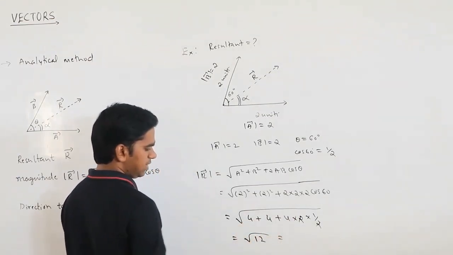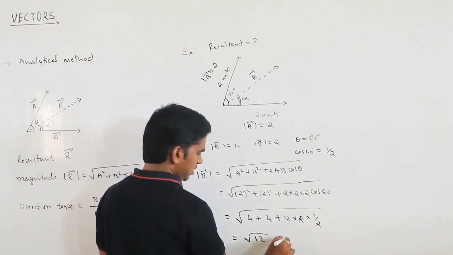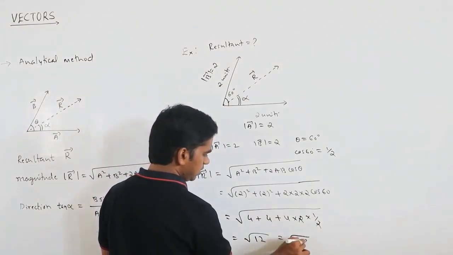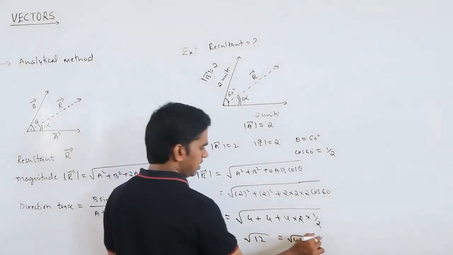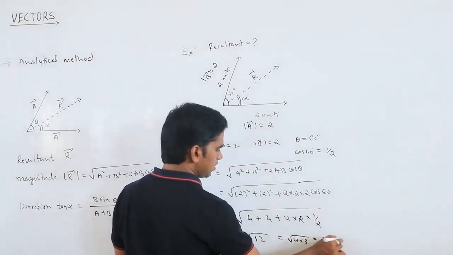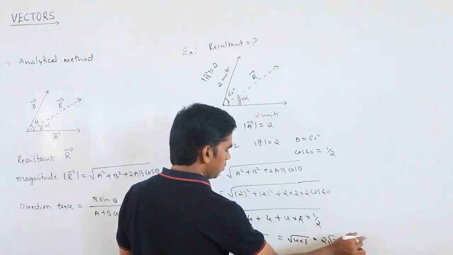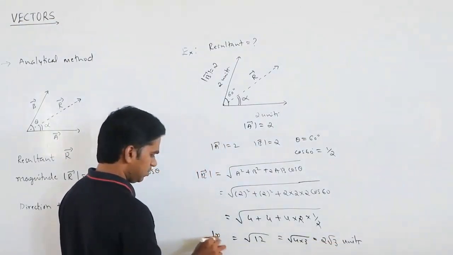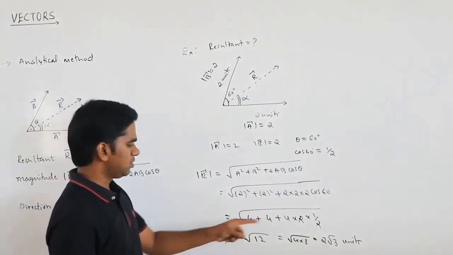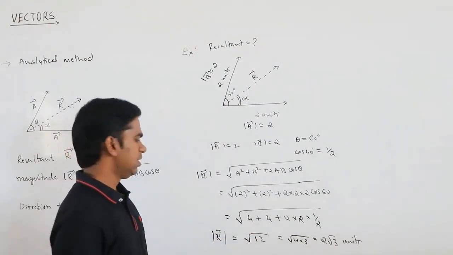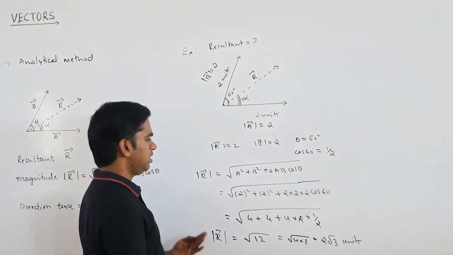So 12, can you write it as 4 into 3? So take 4 outside, means 4 if you take outside, that will become what? 2. So 2 root 3 units is what? The magnitude of resultant. Okay. So magnitude of resultant is what? 2 root 3.